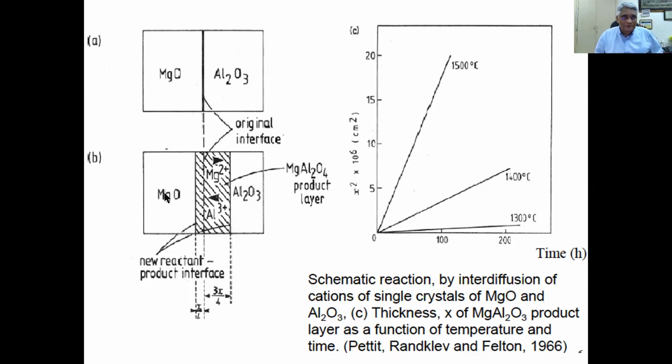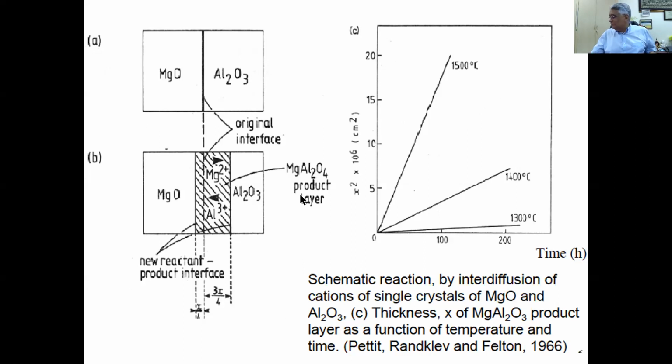So you see that what happens here is magnesium ions start diffusing to the right, aluminum ions start diffusing to the left, and at the interface, the boundary, the new reactant product forms. Okay, the valence state of magnesium is always 2+, the valence state of aluminum is 3+. So for every 2 aluminum ions that diffuse to the left side, you'll have 3 magnesium ions, 2+ ion, moving to the right side. So that's basically for the charge balance.